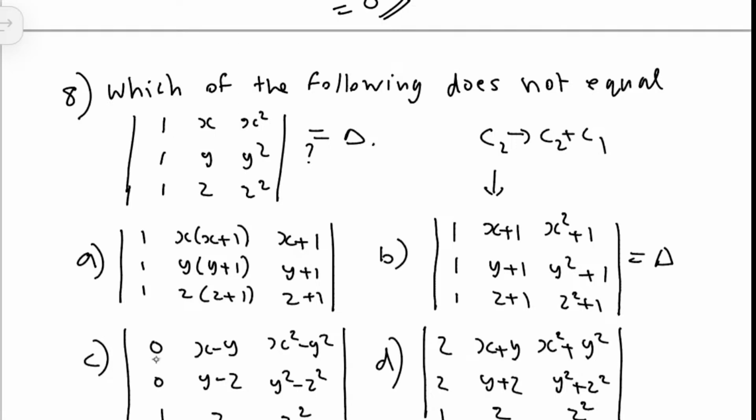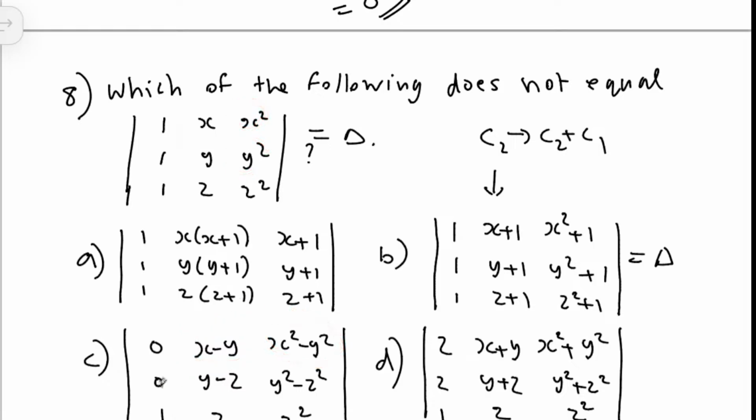Now look at option C. Here I can see 0, 0. Here I can see x minus y. So let's look at this row. This is x, this is y. If I need to get x minus y here, what I am doing is R1 is equal to R1 minus R2. If I do this, 1 minus 1 is 0, x minus y here, x square minus y square here.